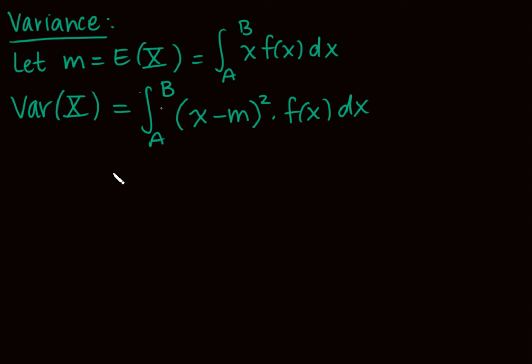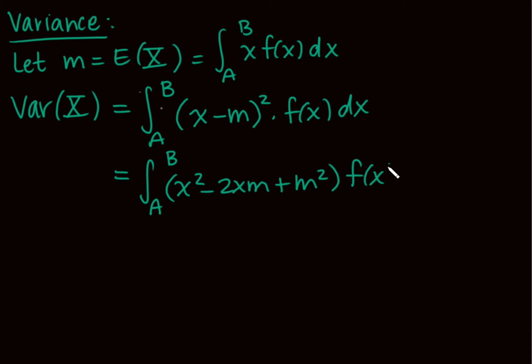Not that we don't love ourselves some integration by parts, but I get that everyone is not like me. So I'm going to FOIL this out. I'm going to take x minus m times x minus m. You can check my math. I think I'm going to do this right though. I just wanted to FOIL that out really quick, and then we're going to see if we can find something that's going to be a little bit easier, okay?